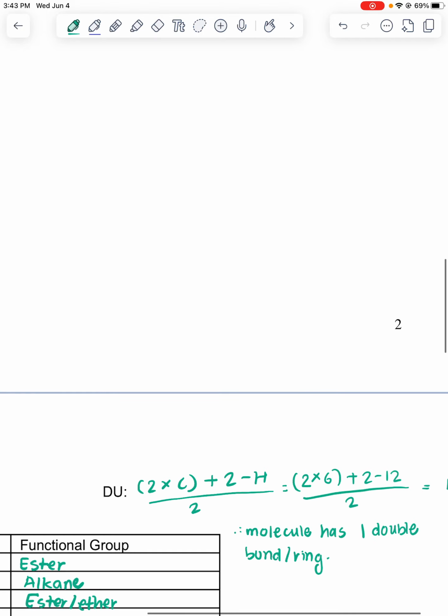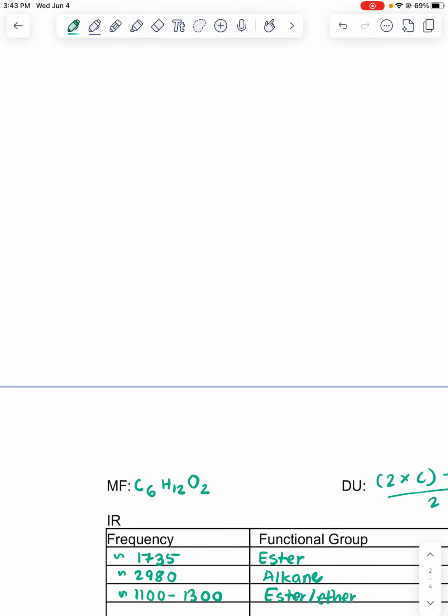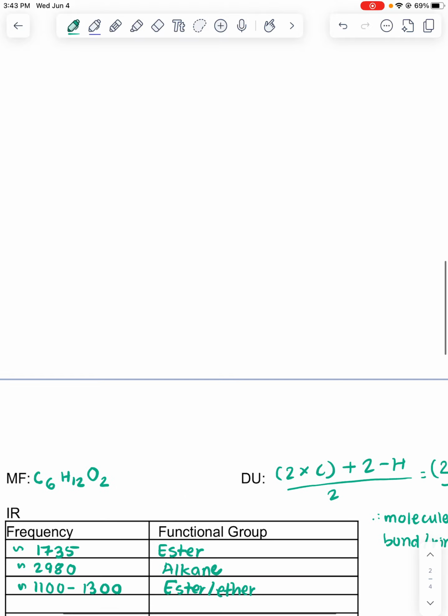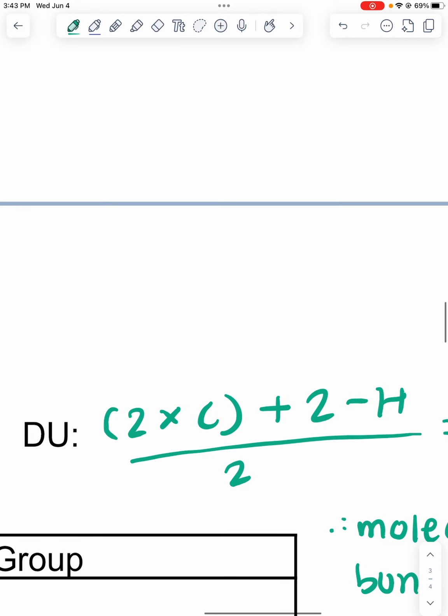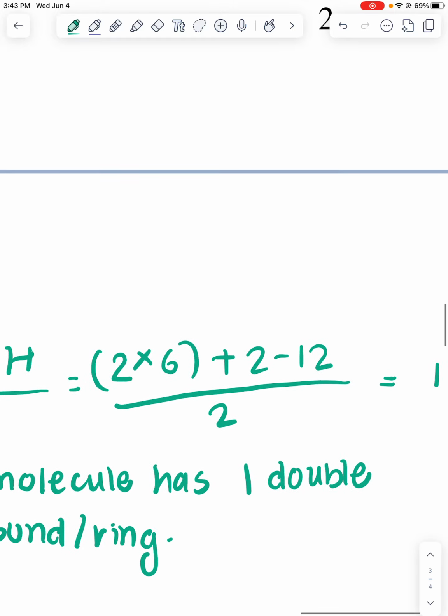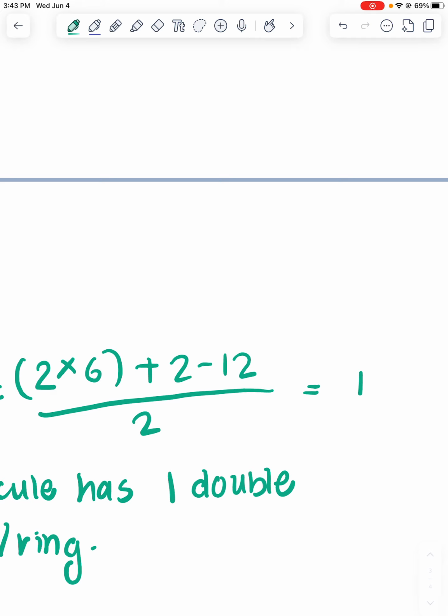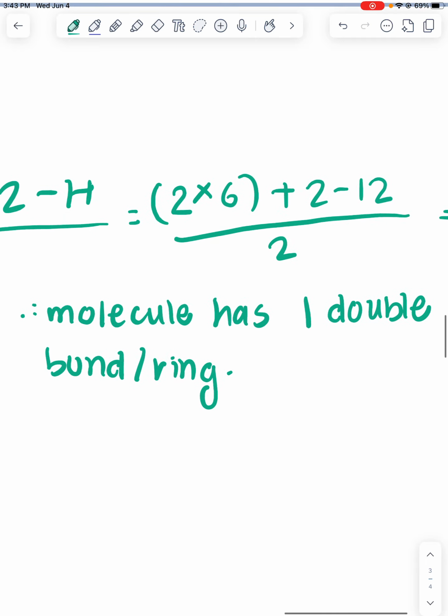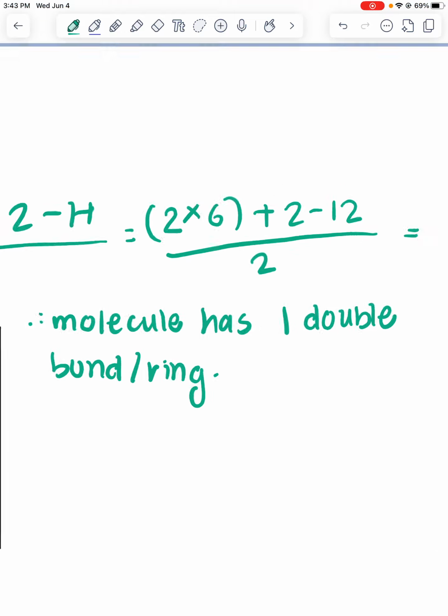So given that our formula is C6H12O2, our carbon will be replaced by 6, and the H will be replaced by 12. After we do the algebra, we get 1. This means that the molecule has 1 double bond or ring. Now this will be important later.